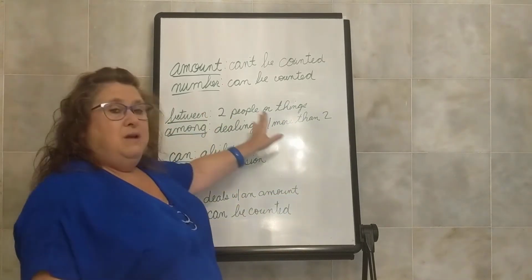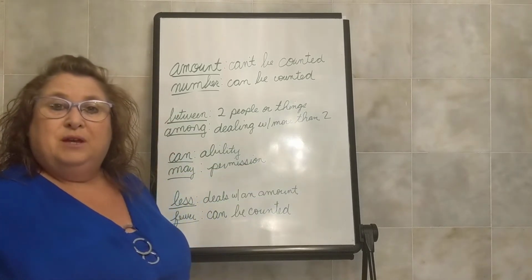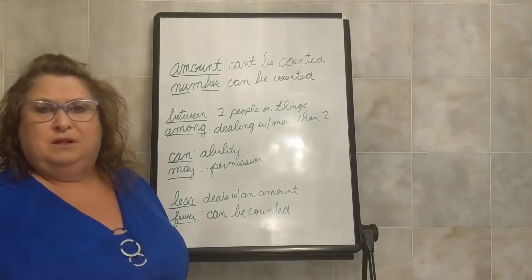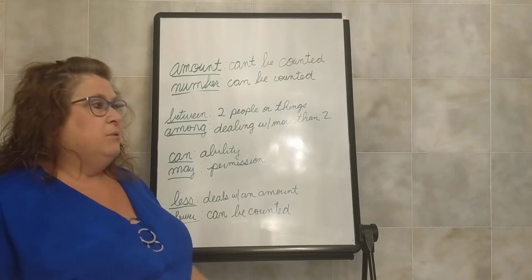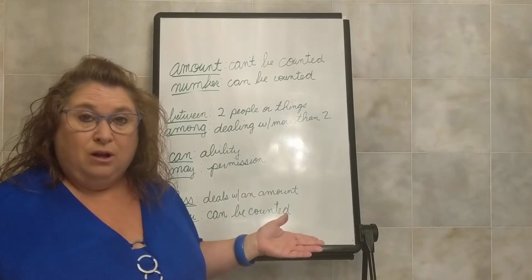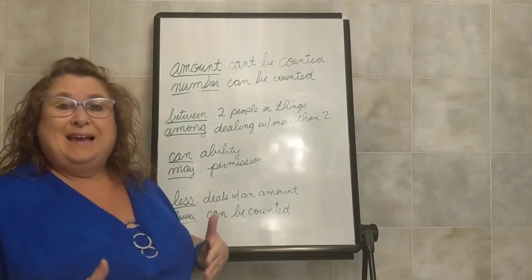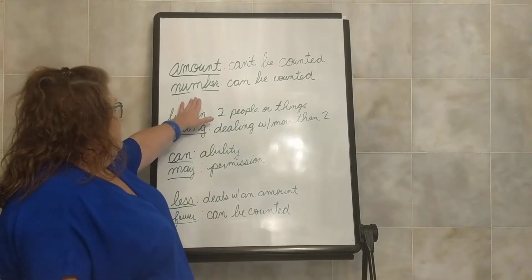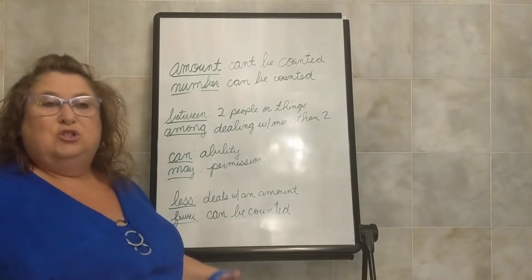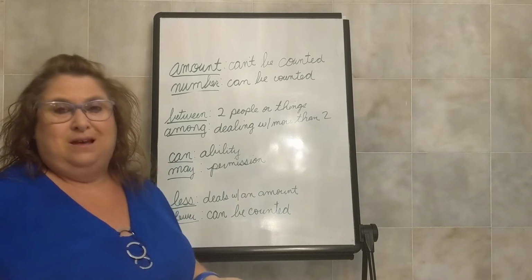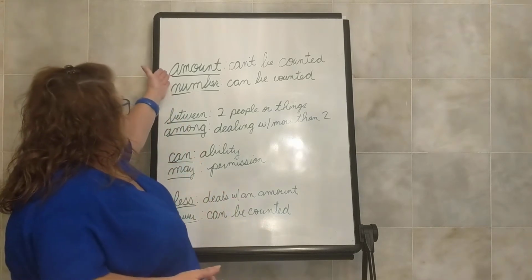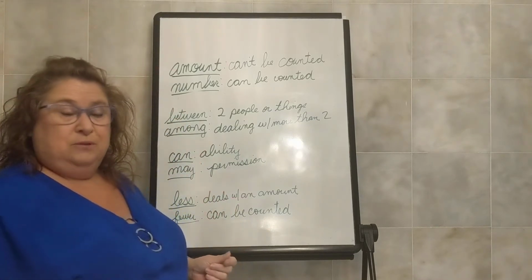I would use the word number if I'm talking about something that could be counted. What is the number of Legos in that box? What is the number of shoes that you have in your closet? These are things that can be counted, so we would use the word number. Things that cannot be counted, sugar or flour or sand, things like that, we would use the word amount, okay?